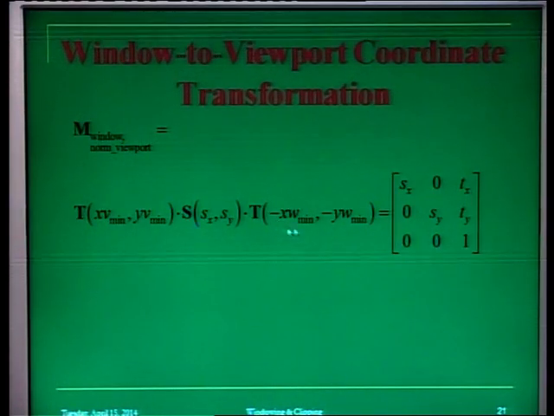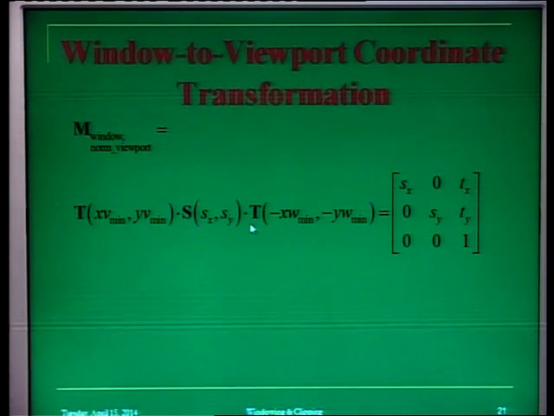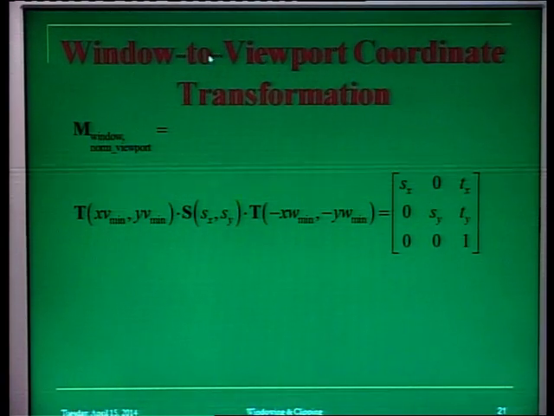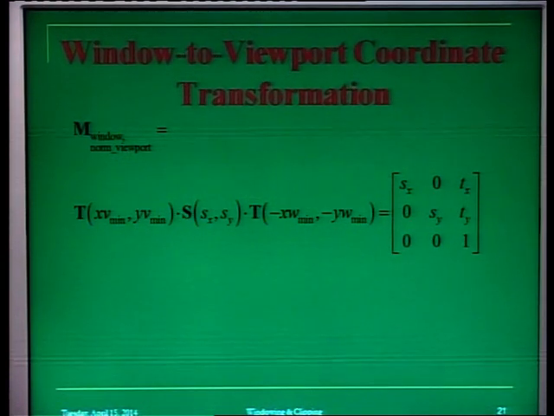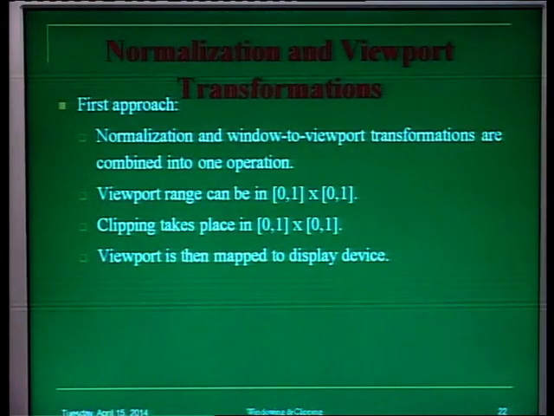We first translate by xw minimum and yw minimum, so that it coincides with the region of the viewport. Then we scale it by the sx and sy factors we defined in the last slide, and after that we translate back by the position of the viewport. This is the window to viewport coordinate transformation.